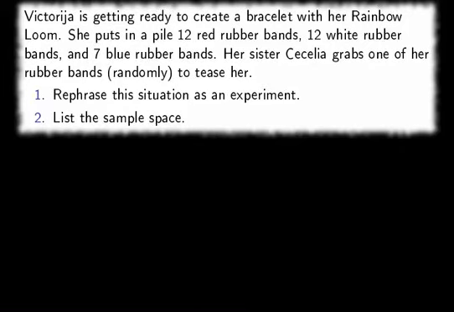Victoria is getting ready to create a bracelet with her rainbow loom. She puts in a pile 12 red rubber bands, 12 white rubber bands, and 7 blue rubber bands. Her sister Cecilia grabs one of her rubber bands, randomly, to tease her.